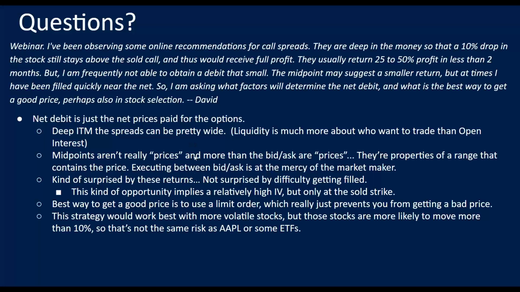And so the thing is, midpoints aren't really prices any more than the bid and ask are prices. Okay, they're properties of a range. So you have a range that is the bid, which is the price at which if you put in a sell order, it will fill at the bid. If you put in a buy order, it will fill at the ask. It may fill better, but it will not fill worse, and it will fill at that price. Okay, so the bid is an offer to buy. The ask is an offer to sell. If you come in with the corresponding order at that price, boom, you just made a trade. That's how markets work. So the midpoint isn't really a good way to judge these things.